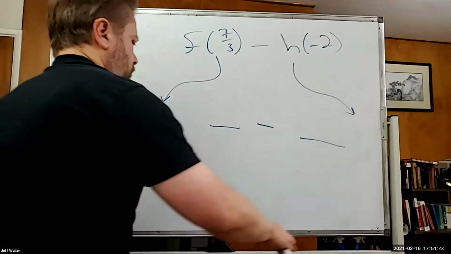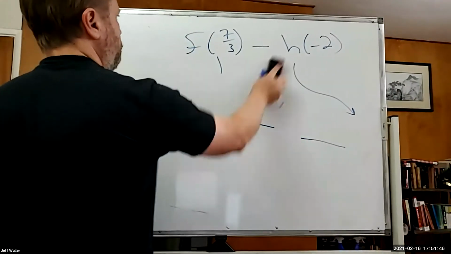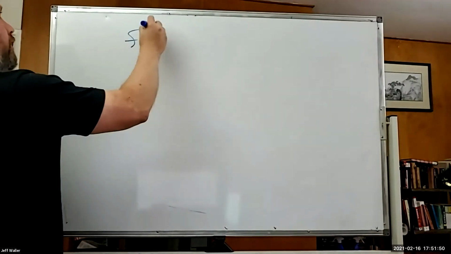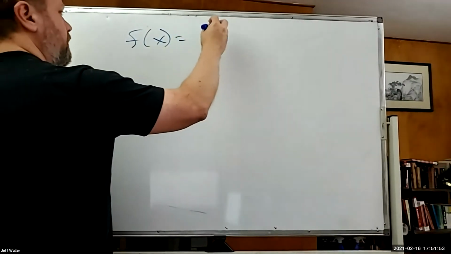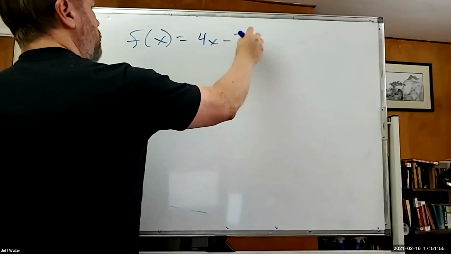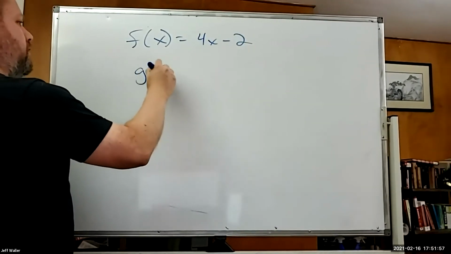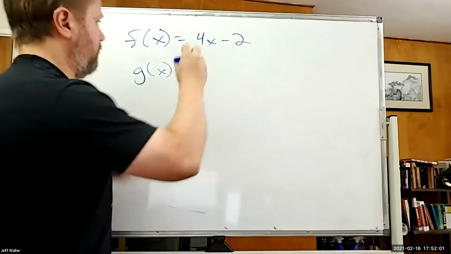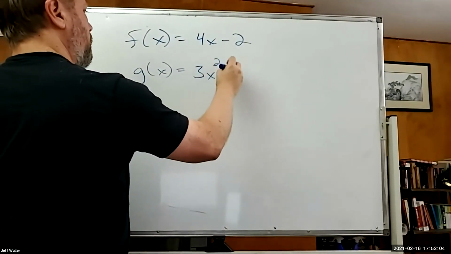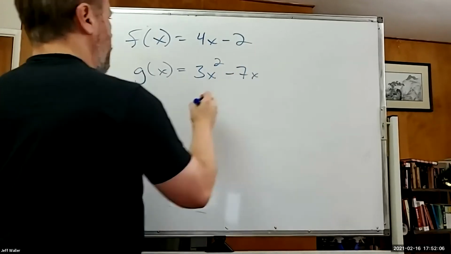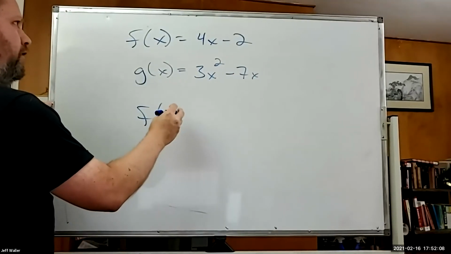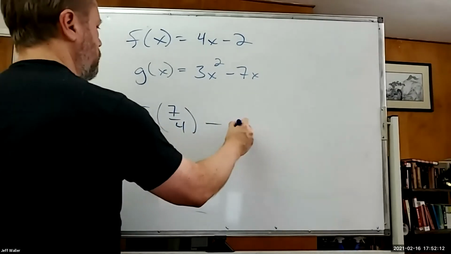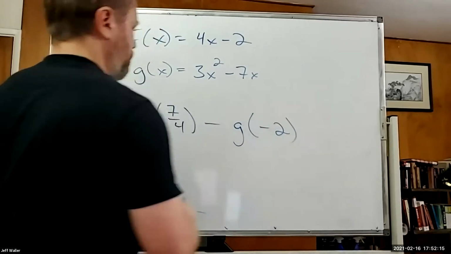Well, sure. Let me do a different problem. I'm not going to do your homework for you. I have to grade it. I already have enough work. So let's say f of x is 4x minus 2. And let's say g of x is, what kind of things do they have up here? Sure, 3x squared minus 7x. And I want to know what f of 7/4 minus g of -2.